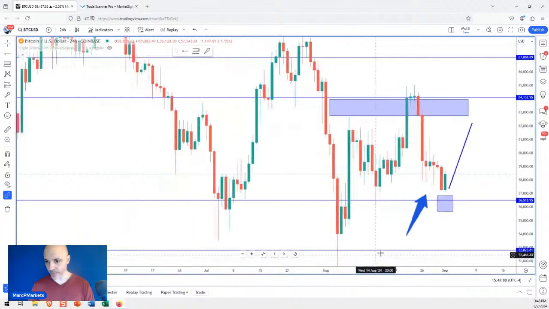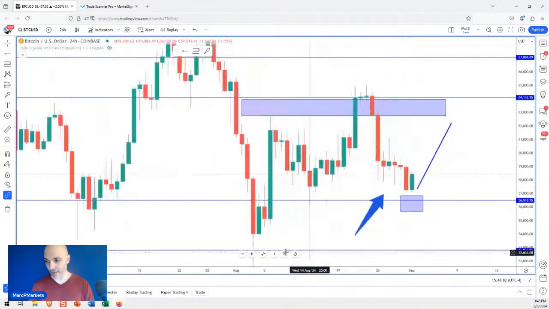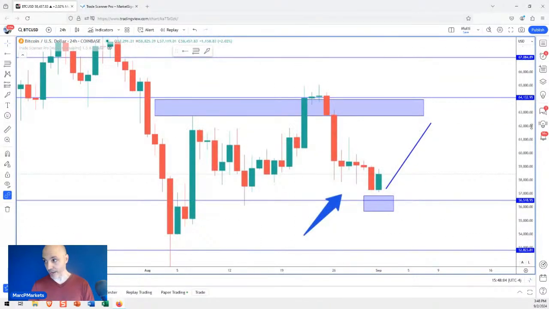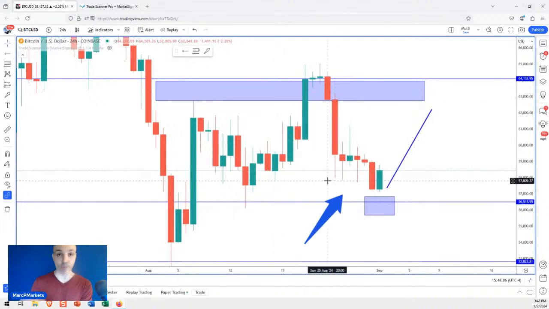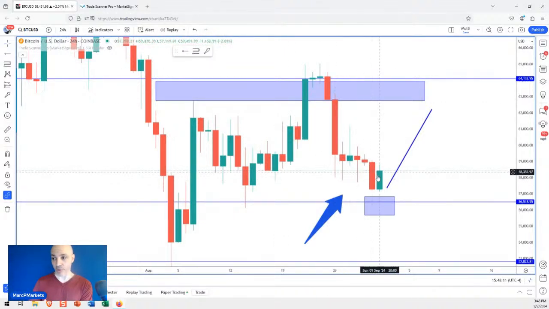If we go back, it's touched that line a number of times. So I'm anticipating a repeat in behavior. At this moment, it looks like the market is agreeing with that. Of course, in the next couple of hours, this candle could completely reverse, turn red, and whatever.